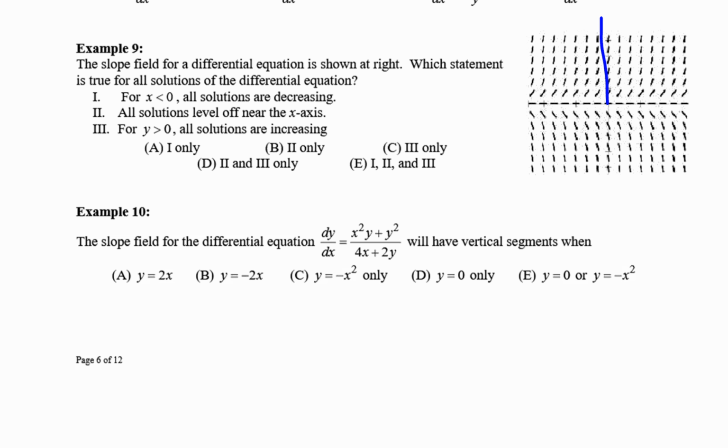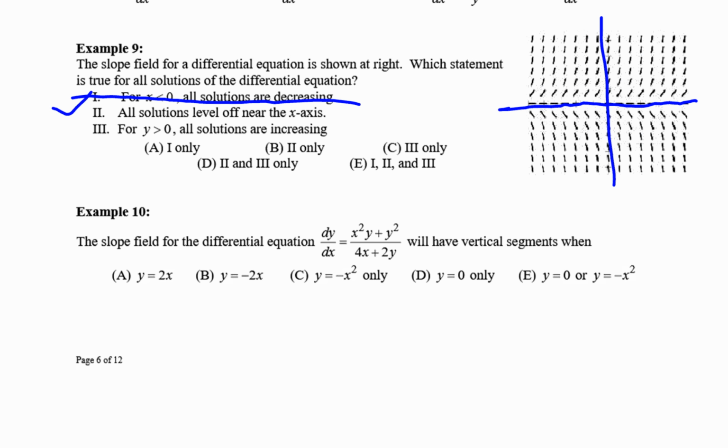So it looks like this is the set of axes there. When x is less than 0, that would be on this side. Are all the solutions decreasing? No, that's not true. See, they're going up there. Nope. All solutions level off near the x-axis. That's true. Look, they're all kind of leveling off there.